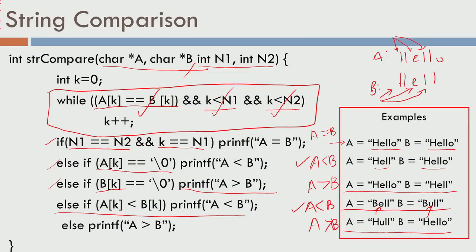So, that is what you are doing here. I did not run out of characters in either A or B. There are still more characters to process in A and B, however, I found something lexicographically different. So, A of k is less than B of k means A is less than B, in this case bell is less than bull. Or, I started looking at H in both of these, I see that in the next location U and E, U is actually greater than E. So, hull should come after hello, and therefore, A is greater than B. So, this is a way in which you can write a program for string comparison.